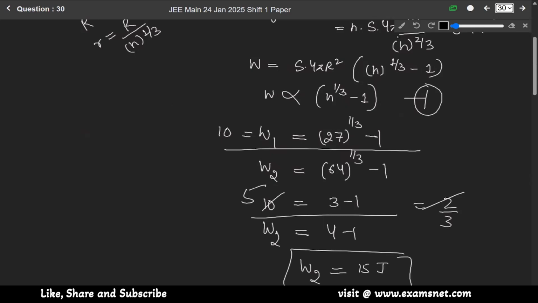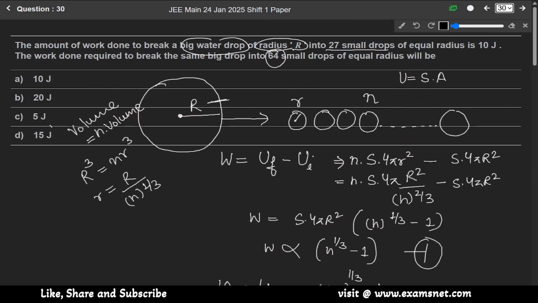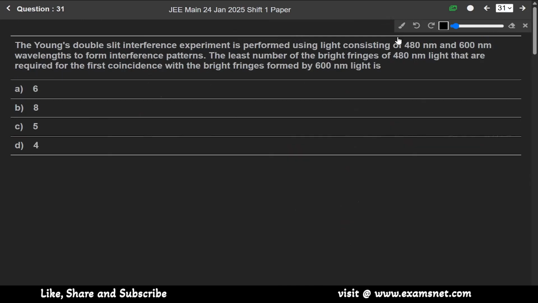Okay. So our answer is option D, that is 15 joule. Now question number 31. The Young's double slit interference experiment is performed using light consisting of 480 nanometer and 600 nanometer wavelengths to form interference pattern.